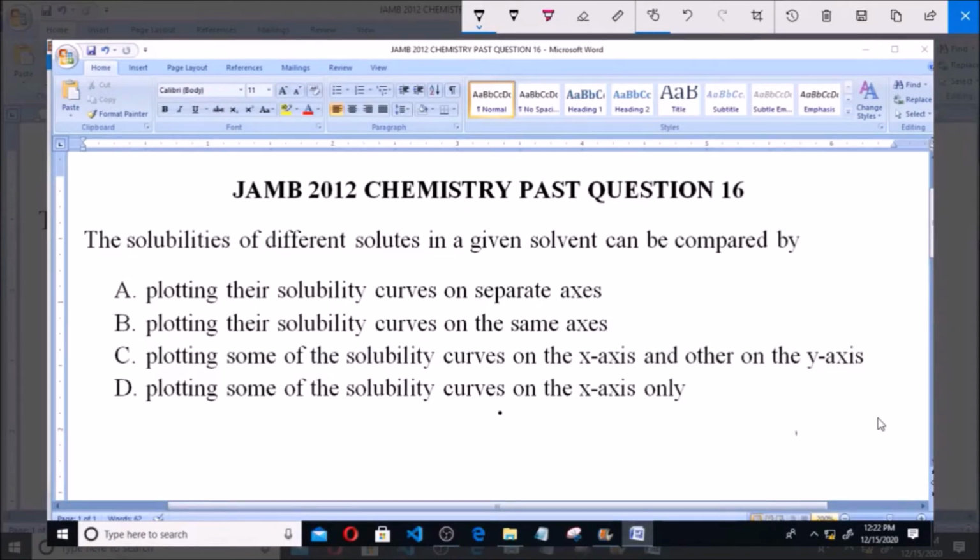Now, when you have a graph like this, this is the y-axis and this is the x-axis, you must ensure that you plot the solubility curves of each of these salts on the same axis, because you're trying to compare their solubility. Plotting their solubility on the same axis, involving both the y-axis and the x-axis, will enable you to compare and contrast their solubilities in water. So the answer to this option is actually what? Plotting their solubility curves on the same axis. This same axis involves what? Both the x and y axis.